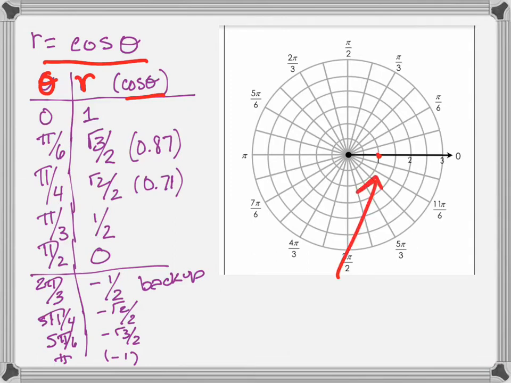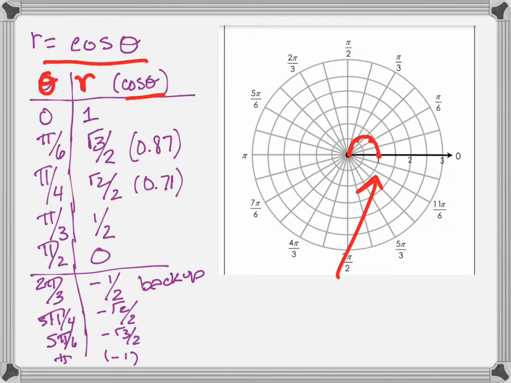So I would have a point right here. Okay. And at pi over 6, it's cosine of pi over 6, which is square root of 3 over 2, which is about 0.87. So here's pi over 6, I'm going to put it about 0.87. Okay, and then at pi over 4, it's the square root of 2 over 2, which is about 0.71, so it's getting smaller. And then at pi over 3, it is 1/2. So 1/2 would be right here. And then at pi over 2, it is 0.